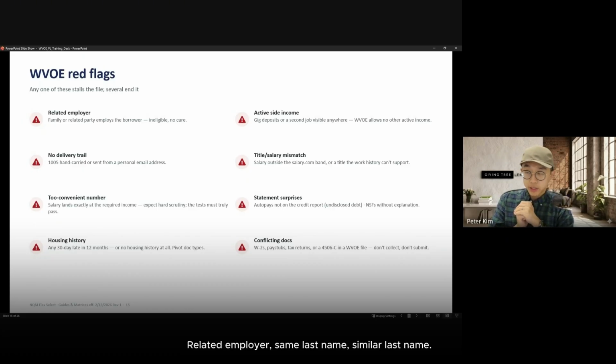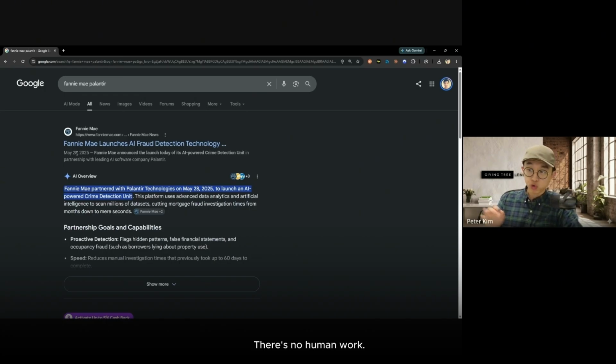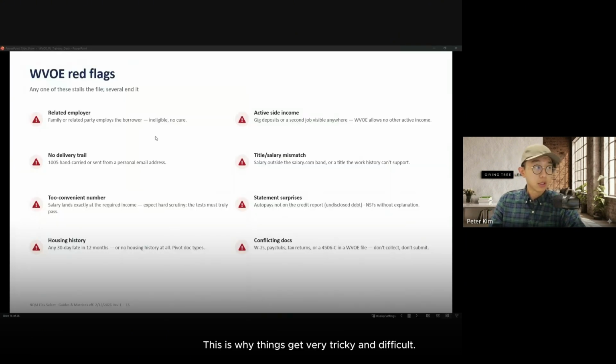Related employer, same last name, similar last name. Now, Fannie Mae, since last year, is teaming up with Palantir. May 2025, all the database from Fannie Mae is now shared with Palantir, which means all the audits are being done by the AI system. There's no human work. There's no manual work anymore. This is why things get very tricky and difficult.